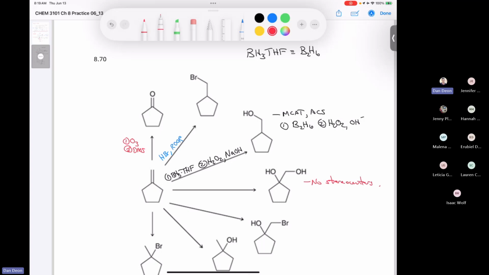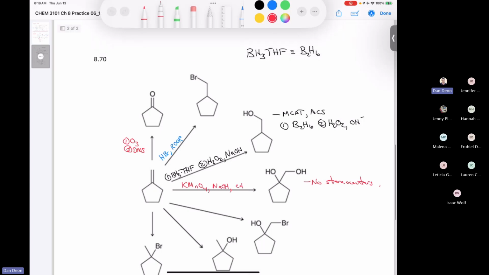You could use osmium tetroxide followed by sodium bisulfite. That will work. And one that we went over quickly was the potassium permanganate. So for that one, we write potassium permanganate, KMnO4, sodium hydroxide, and it's done at a low temperature. Like you put some ice around the reaction flask or something, and so we just write cold.